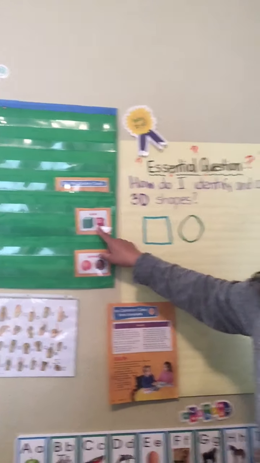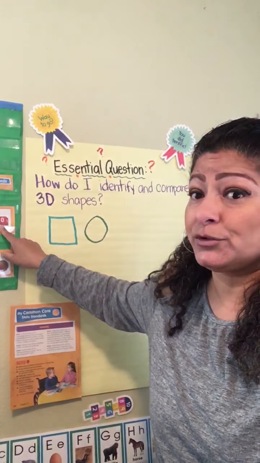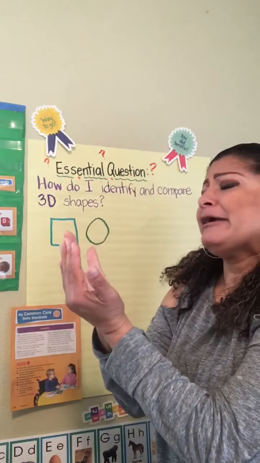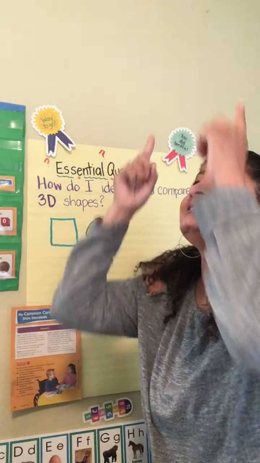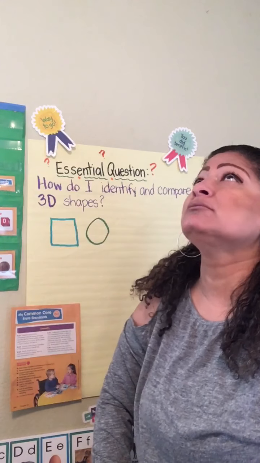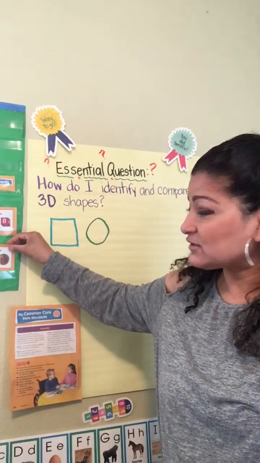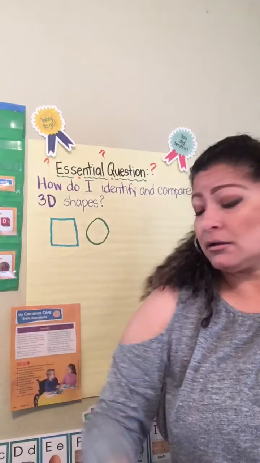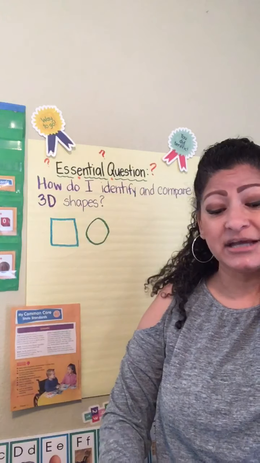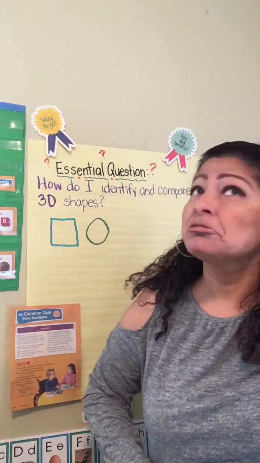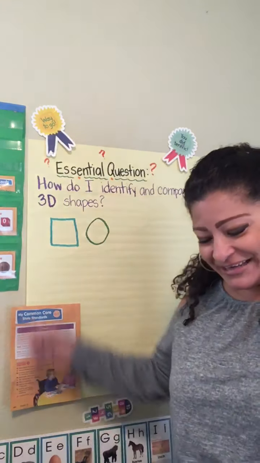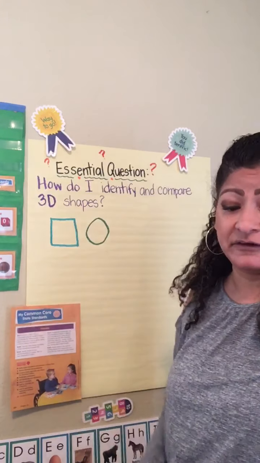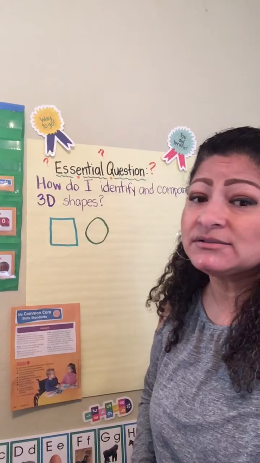Now, let's say that word again. That's a new word for us. Cube. Tell your elbow. Cube. Tell your hands. Cube. Tell the ceiling. Cube. Next word, sphere. Tell your back. Sphere. Tell your ears. Sphere. Tell your knees. Sphere. Good job. Cube and sphere.